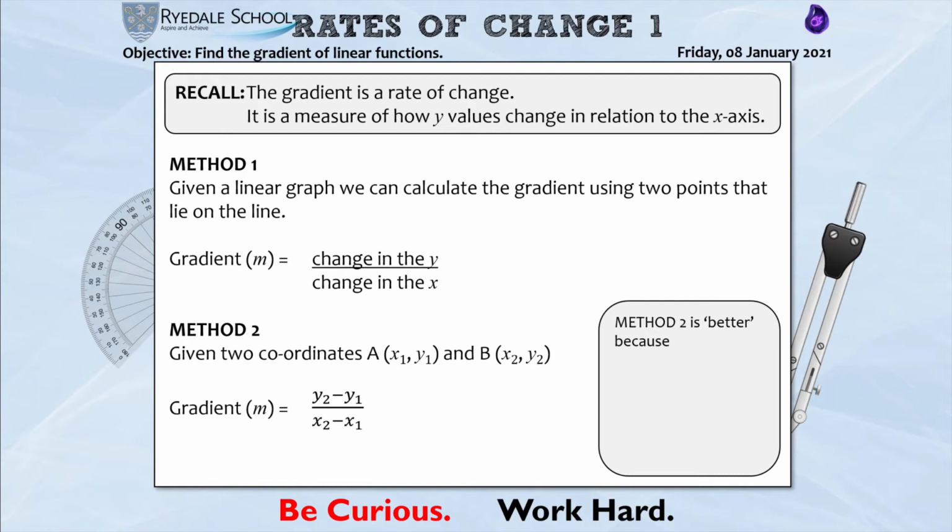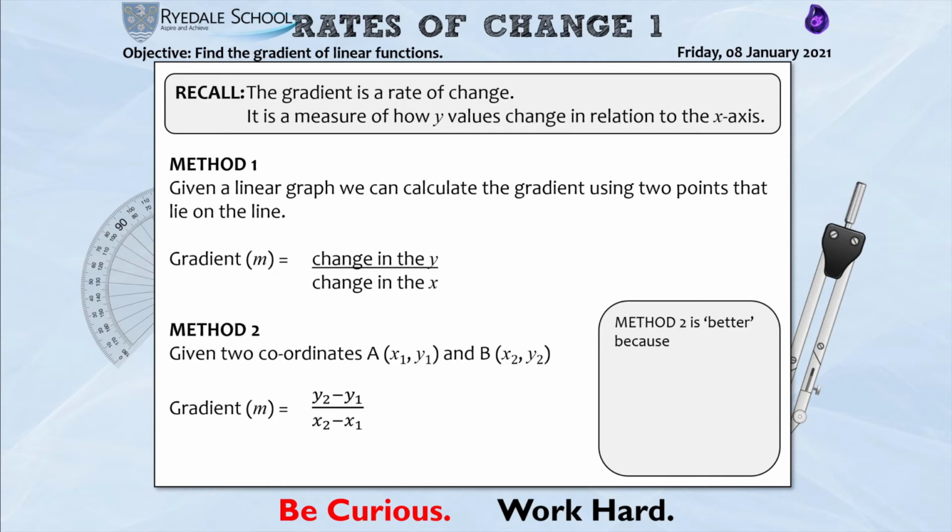So I'm going to be reminding you of the two different methods that we will have looked at for calculating the gradient of lines. Both of these methods we looked at in year 9, but very likely we met them again in year 10. So the gradient is a rate of change. If you think about it, what does the gradient of a line represent? Well, the steepness is how much the y rate is changing in relationship to the x rate. So it's a measure of how y values change in relation to x values. So that is a rate of change.